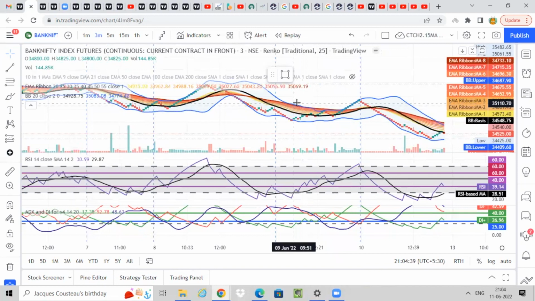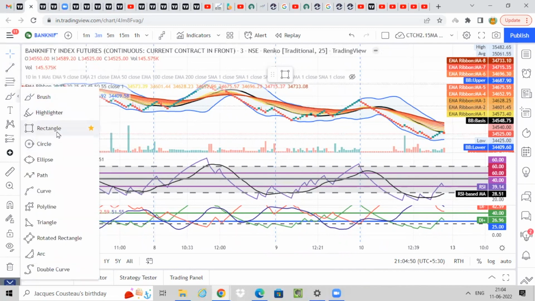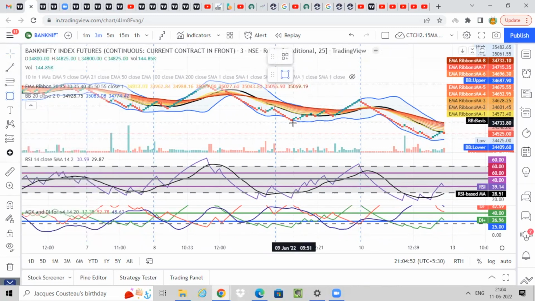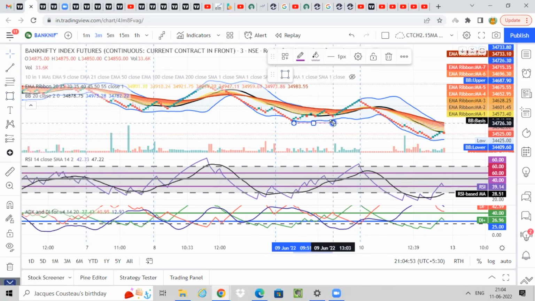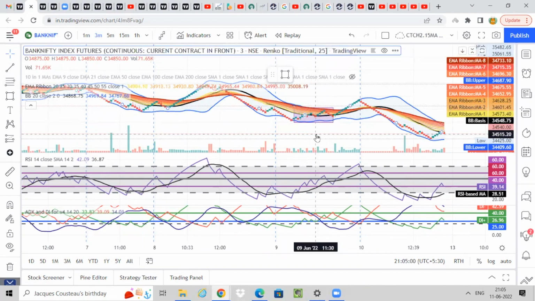You see the Renko up and down. Yeah, mark the area with a rectangle. One minute. And this is the area where you will not take a trade, which is denoted by your Bollinger Band squeeze area. Squeeze. That's one way.